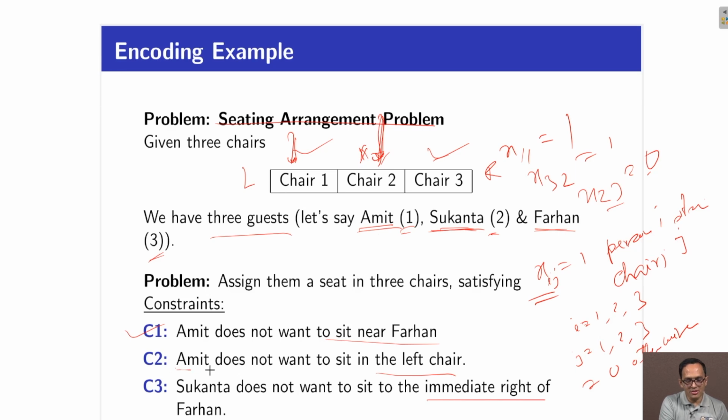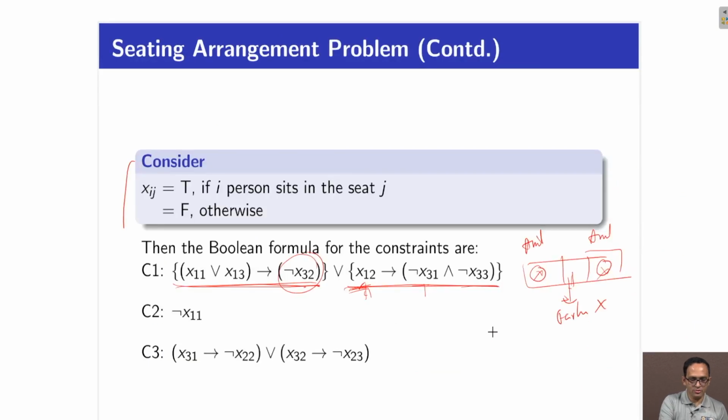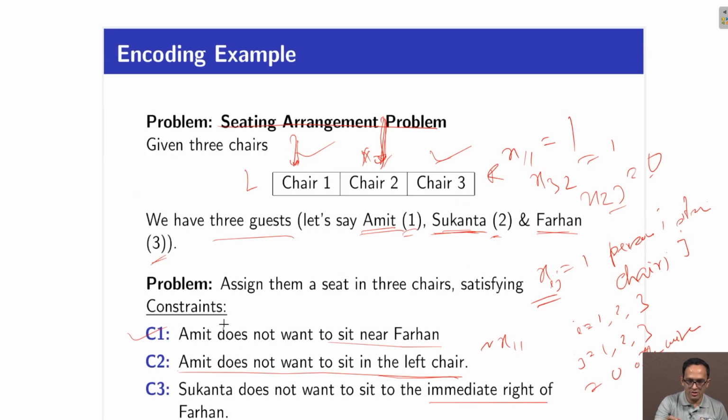The second one says that Amit does not want to sit in the leftmost chair, which is quite obvious. So, x 1 1 is not true, because he does not want to sit in this chair. So, this is understood, and the chair numbers are 1, 2 and 3. This is how I just give the names. Now, the third one is Sukanto does not want to sit immediate right of Farhan. What is the scenario here? So, there are two possibilities here. So, if I clean it here.